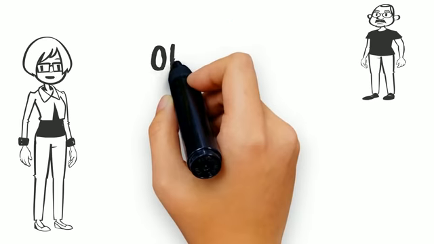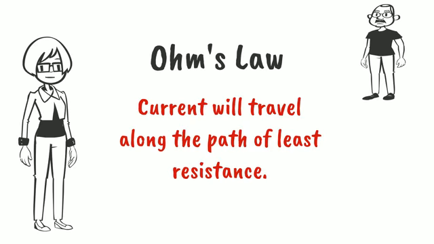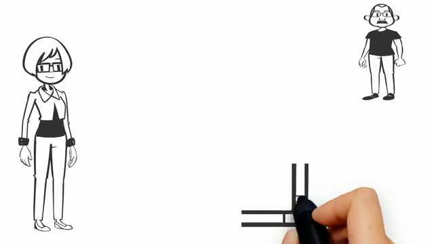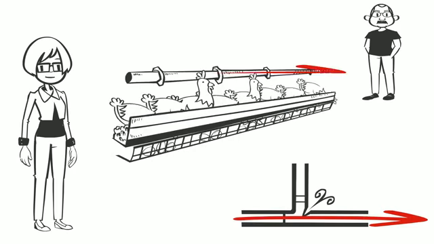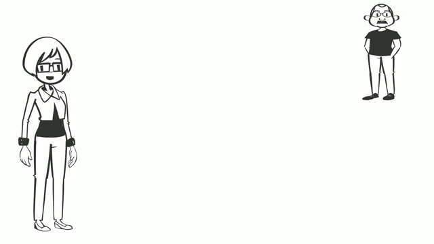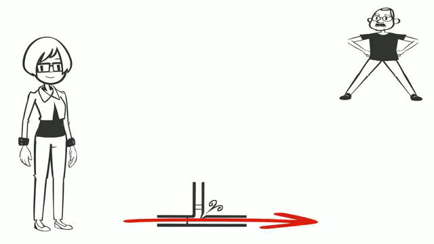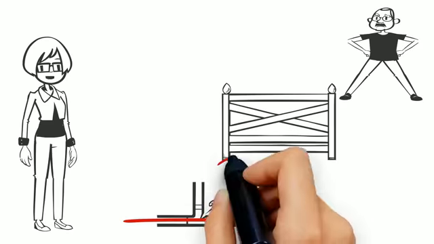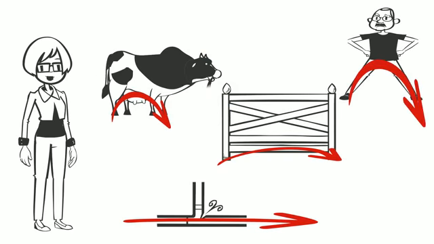There are two important laws that we need to remember. The first is Ohm's law. Current will travel along the path of least resistance. What this means is that current will flow preferentially along conductive material, like metal pipes or wires. The second is Kirchhoff's law. Current will take any and all paths. Current will also flow along a metal fence, wet soil, and through animals and people since we are highly conductive.